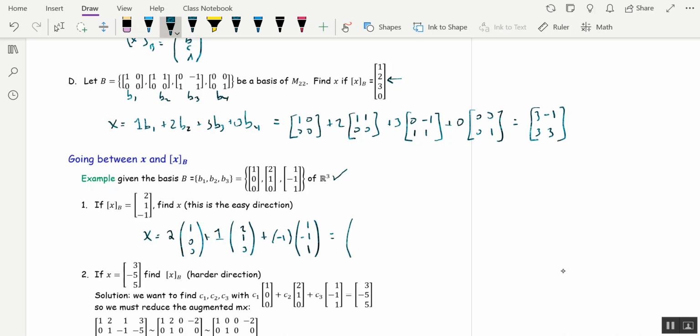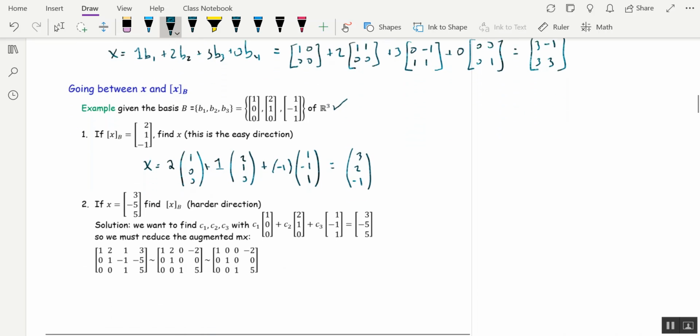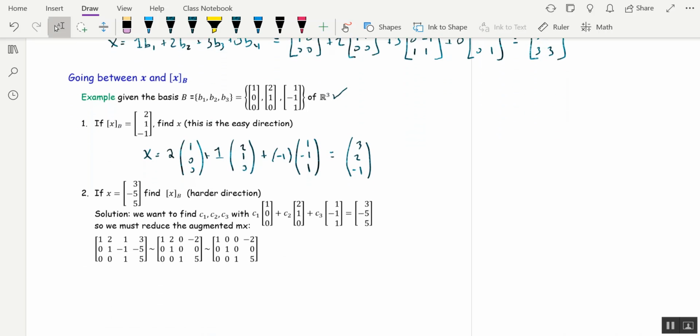And if you add those vectors up, you get 3, 2, -1. Okay, the harder direction: you're given a basis, which we have above, that's the same basis, given x, and we want to find x_B. So what we want is the coefficients in this equation right here. And so let's reduce the augmented matrix, and I already did that just to save time. And imagine there's a dotted line there, so my coefficients are -2, 0, and 5. So x_B is -2, 0, and 5.